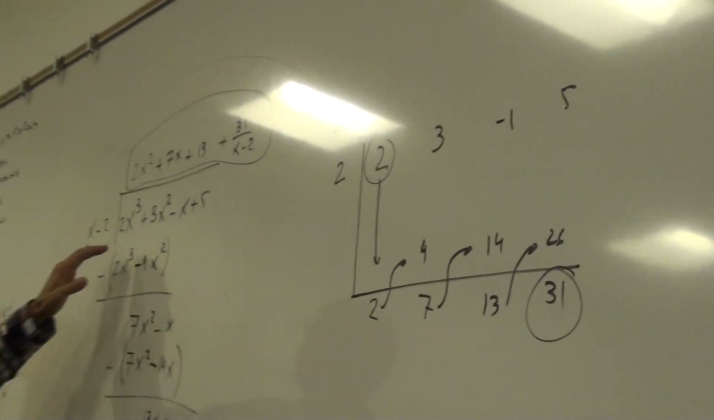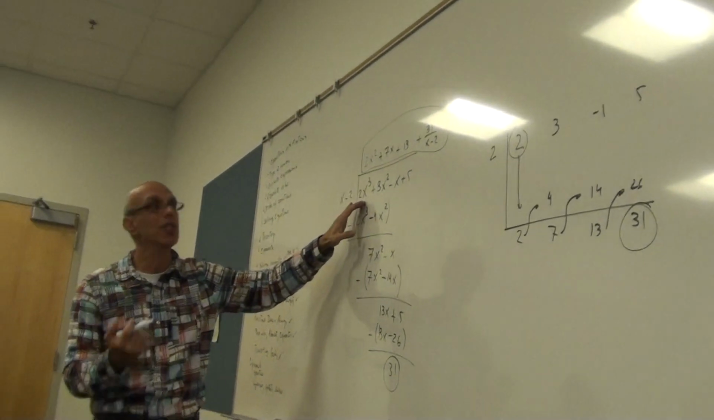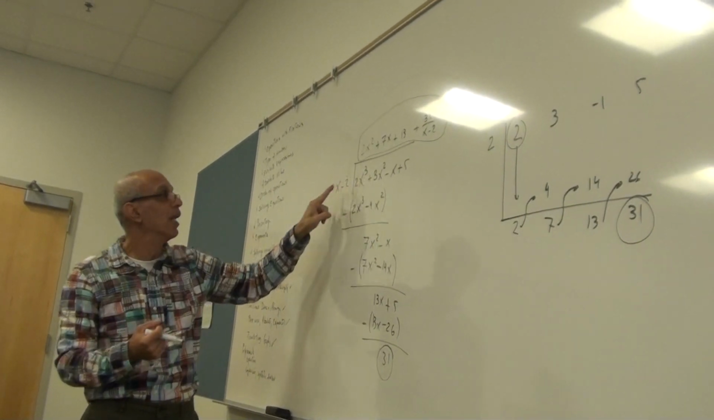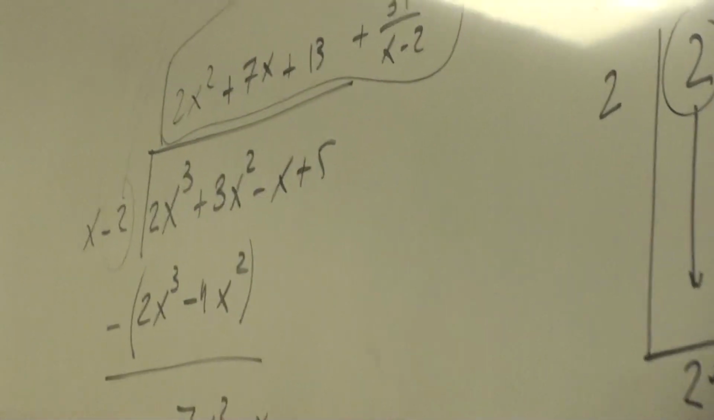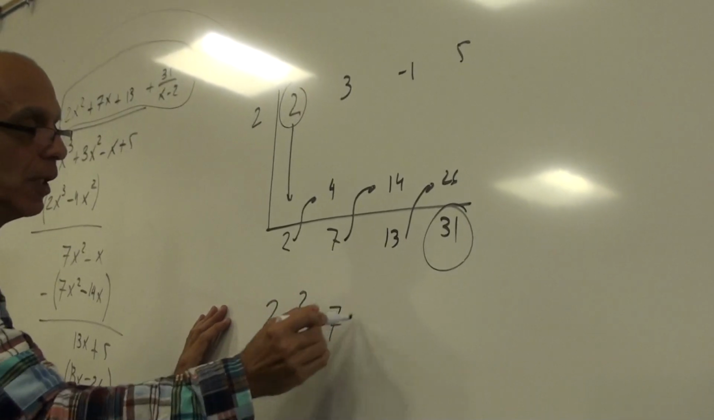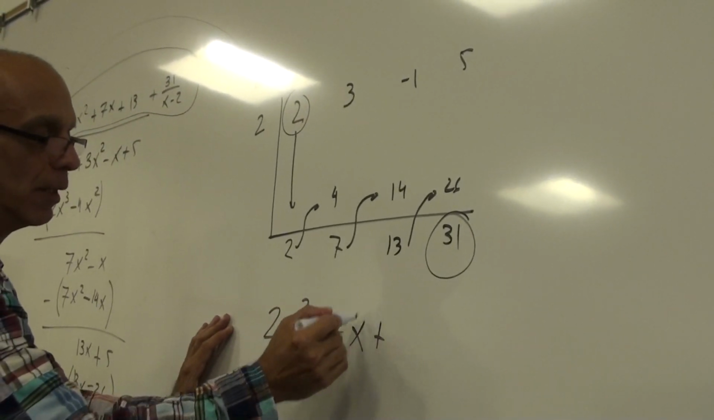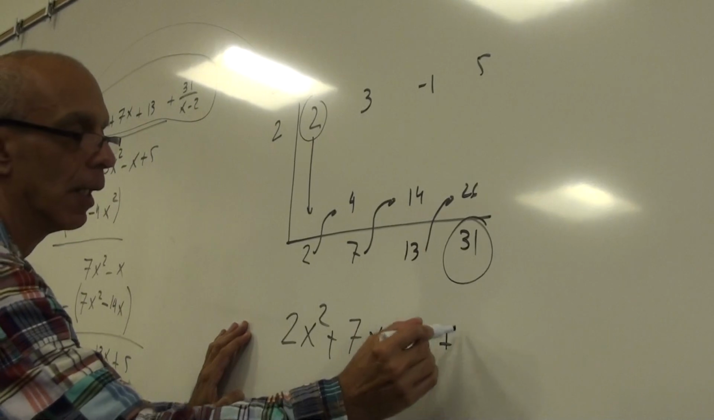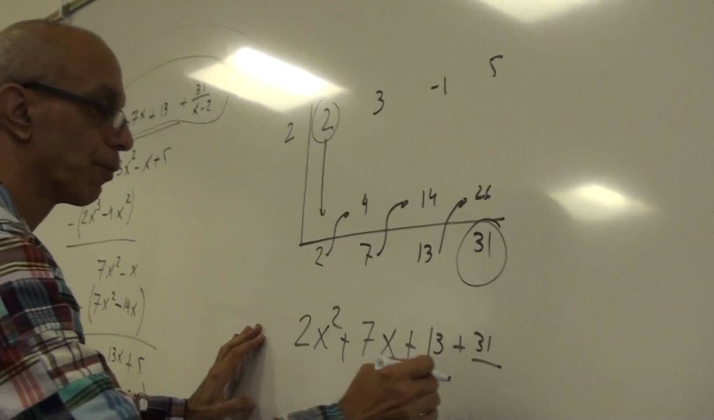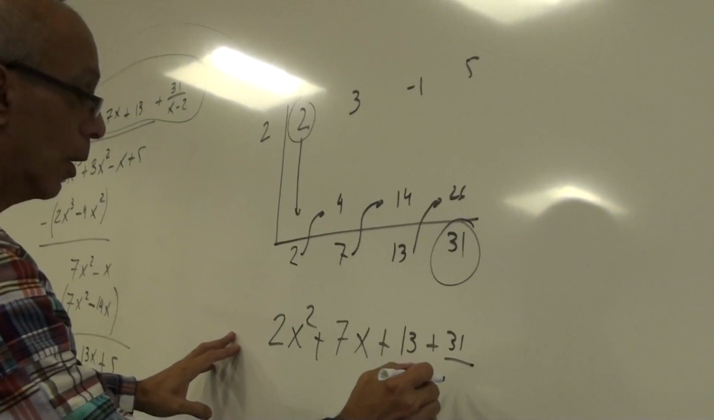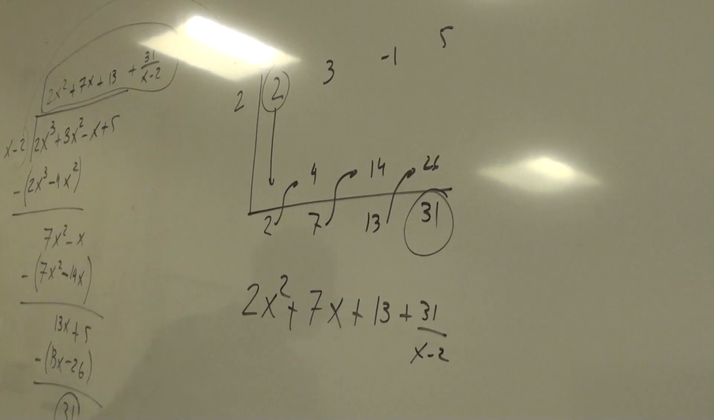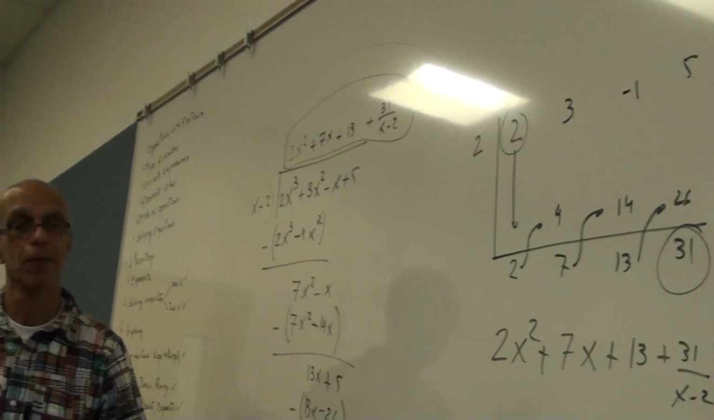Now, division of polynomials is reducing the degree. So if the polynomial has degree 3, if I divide it by degree 1, it's going to be degree 2. So how do I find the value here of x? It's going to be 2. This is going to be 2x squared plus 7x plus 13, and then 31 divided by x minus 2. Okay? All right? Okay. That's the review.